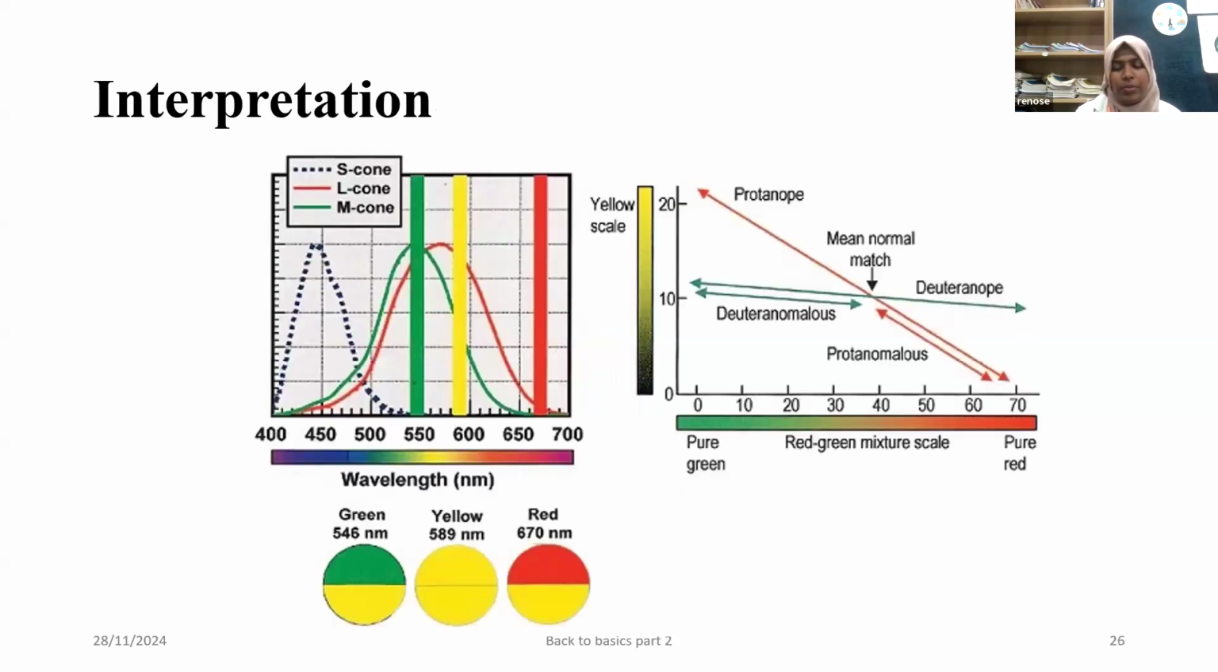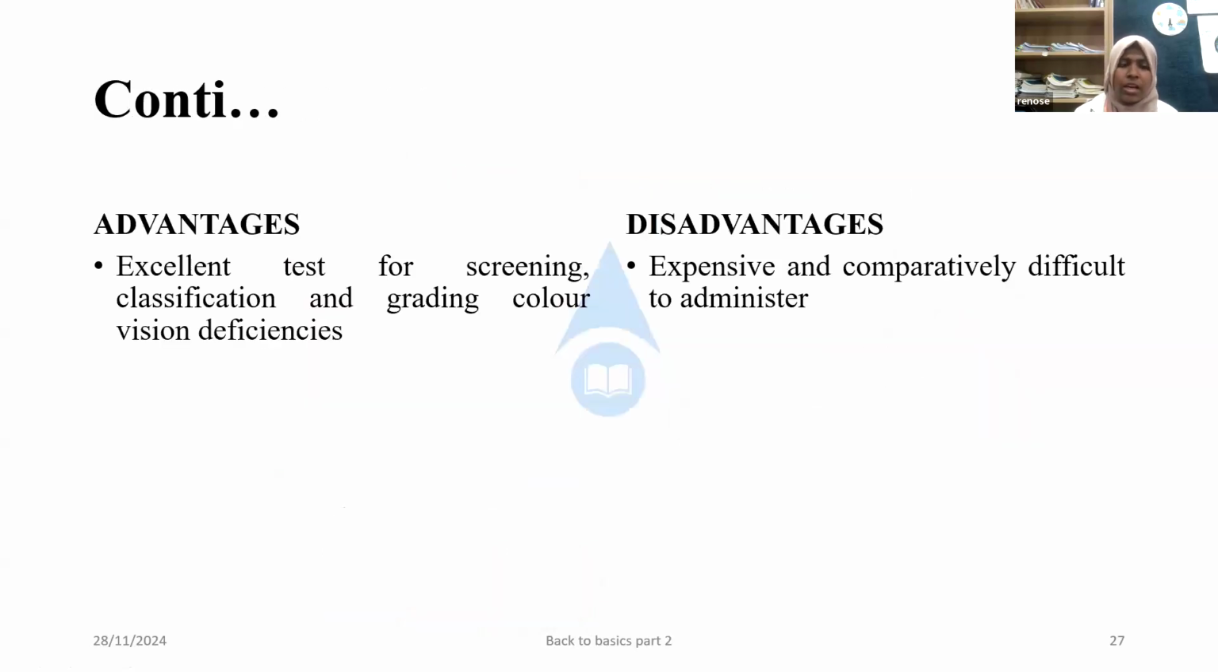Interpretation. Patients see the yellow light in the lower part, and in the upper part they have the red and green mixture. The patient has to match the red or yellow and yellow. The normal value of color vision is 14 to 15 units of red and green and 15 units of yellow. The mean normal value is normal. If the patient leans to the green side, the patient has deuteranopia. If the patient leans to more than 50, they have the protanopia condition.